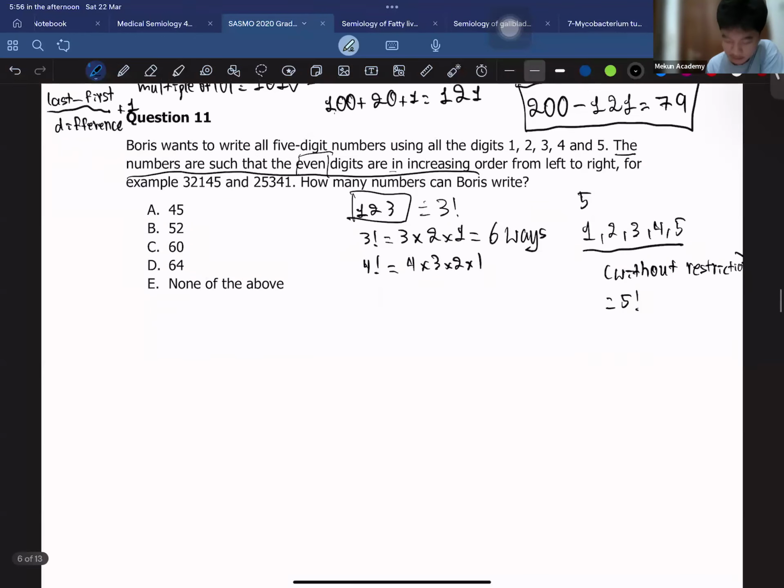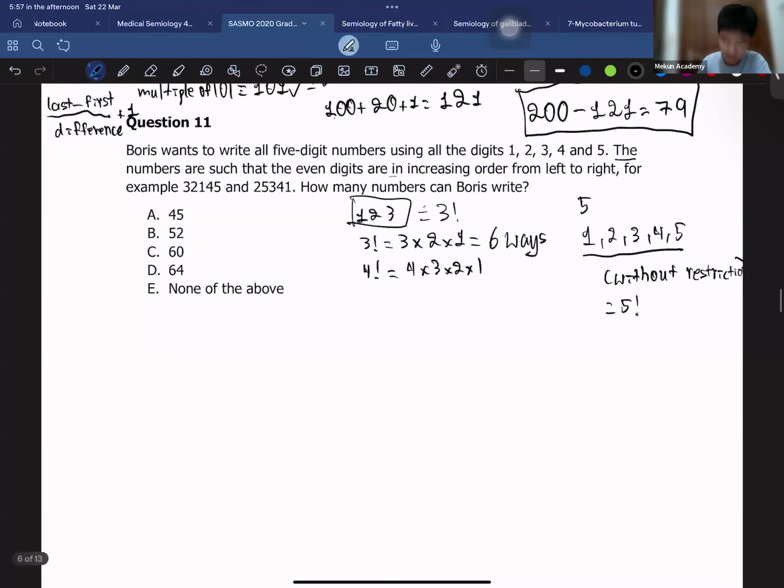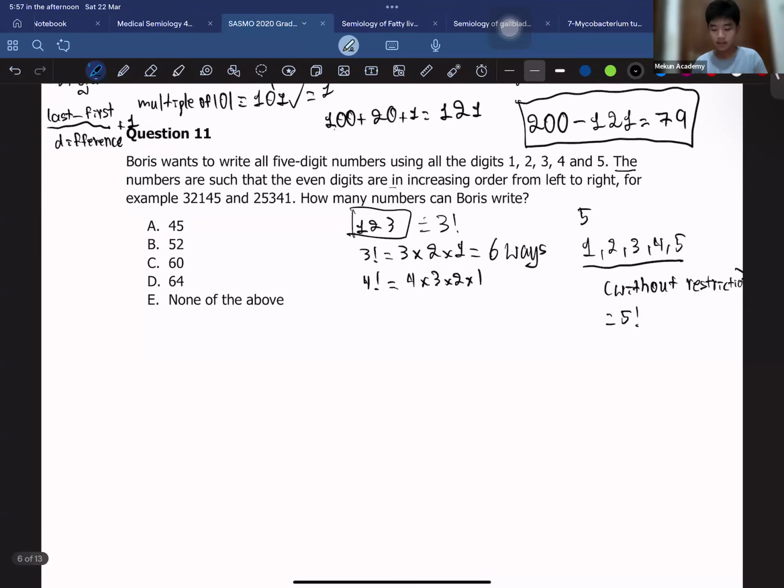But there's a restriction because 2 needs to be in front of 4. If 2 is here, 4 can be here, here, here, whatever. But if 2 is here and 1 is here, 4 can be here, here, here. So 4 can only be after number 2 because the problem told us to do that. We need to follow the instruction. But at first we need to solve it by doing 5 factorial.